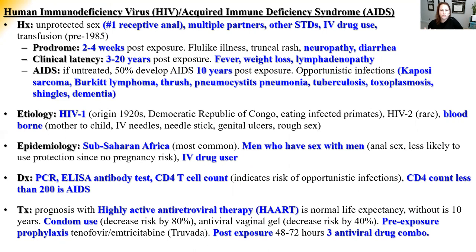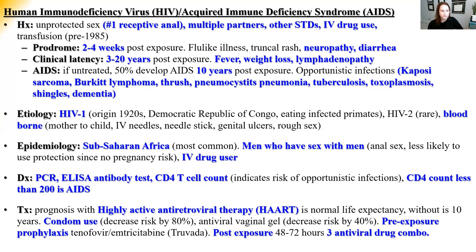The most common epidemiology for this is going to be sub-Saharan Africa. But remember that men who have sex with men is a high risk demographic because of anal sex, and they're less likely to use protection, and that anal mucosa is more friable. Also think about this in IV drug users, especially those who share needles.